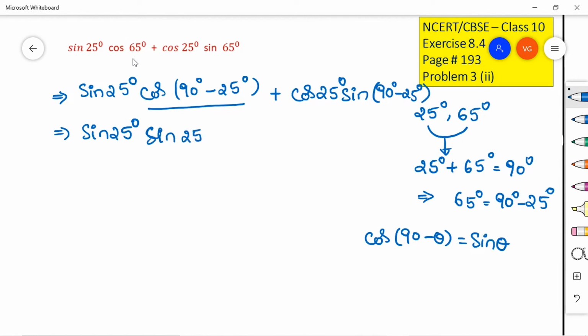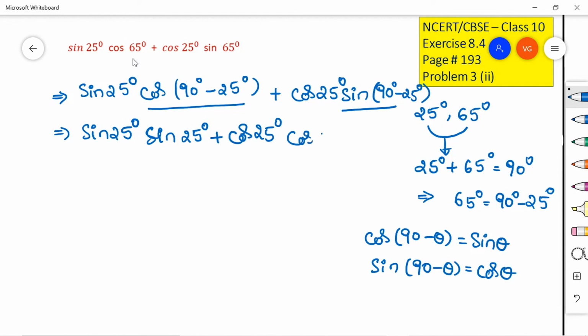So that is sine 25 degree plus cos 25 degree. Check out now, this is of the form sine 90 minus theta, which is nothing but cos theta. So here you have sine 90 minus 25 degree, so that we can write as cos 25 degree. So here we have sine 25 and sine 25, means sine square 25 degree. Similarly, the second term goes to cos square 25 degree.